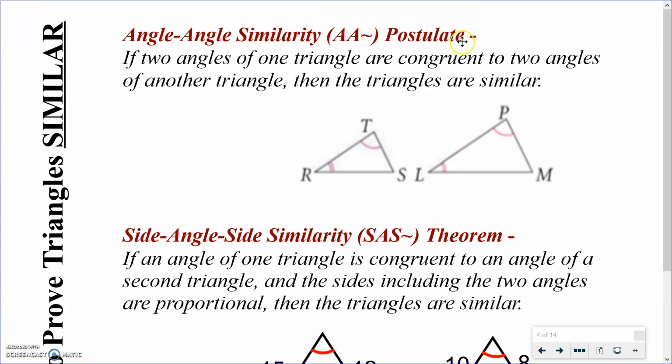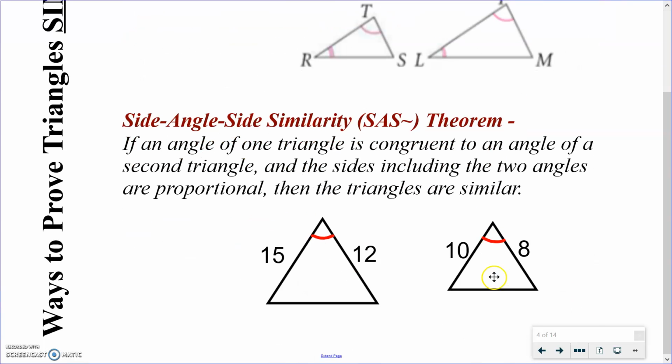The first one is angle-angle similarity. You only have to have two angles, because what we know about triangles is if two angles are the same, the third one's going to be the same as well. So if two of the angles in the triangles are congruent, that means they're similar. We automatically know the third one is congruent as well, but we don't need that to prove similarity. We just need two of them.